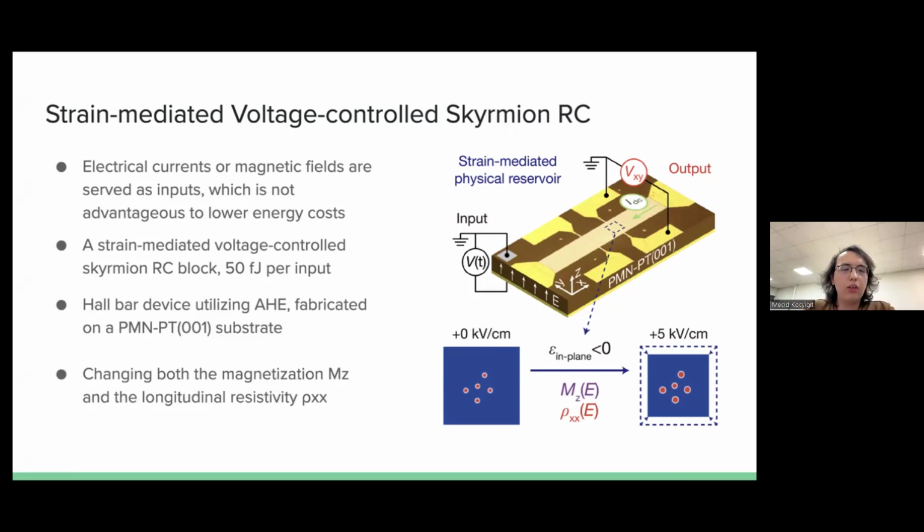The bottom panel of the figure illustrates that electric field induced compressive in-plane strain could change both the magnetization, capital M, and the longitudinal resistivity rho XX. This strain is caused by the inverse piezoelectric effect.